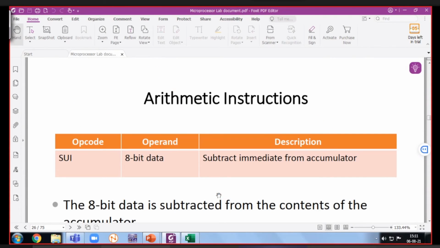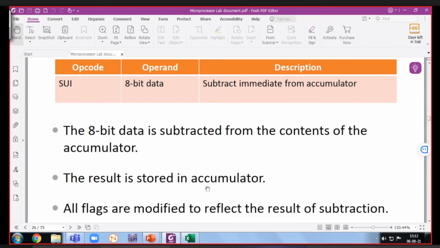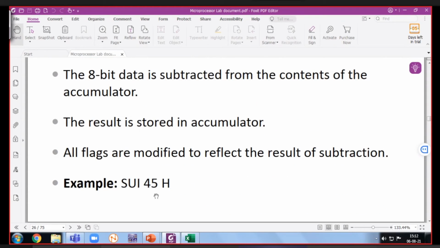Then comes SUI. We mentioned SUI 06. It means content of accumulator minus 06. Okay, 8-bit data is subtracted from the content of accumulator. The result is stored in the accumulator. All flags are modified. SUI 45 means content of accumulator minus 45.